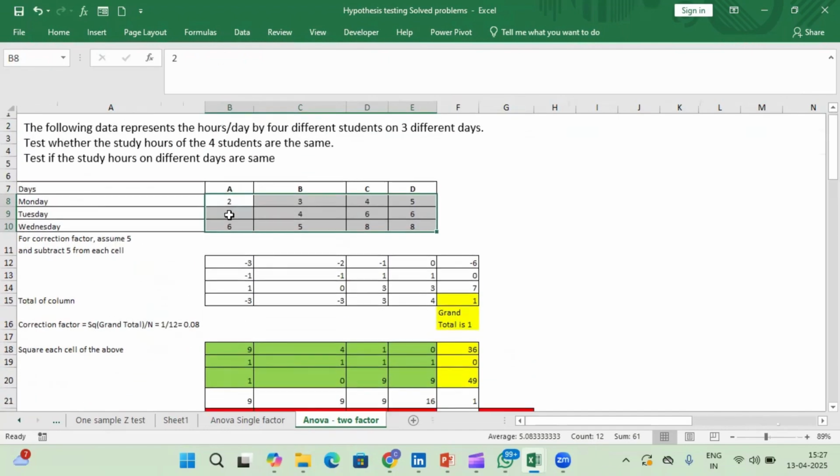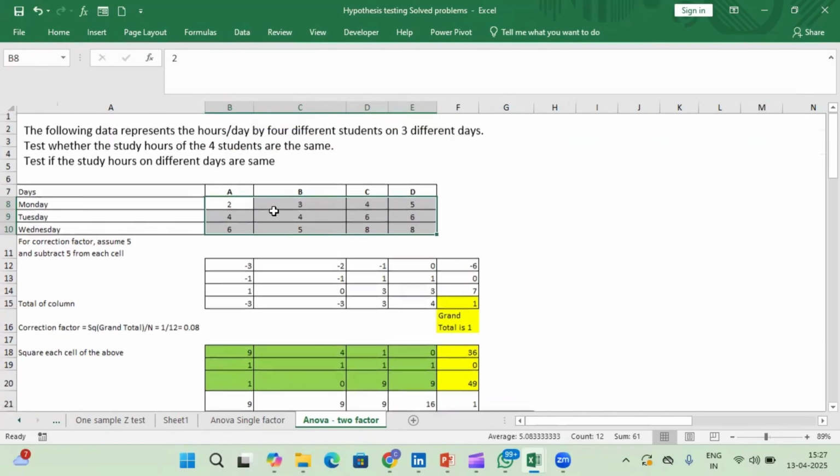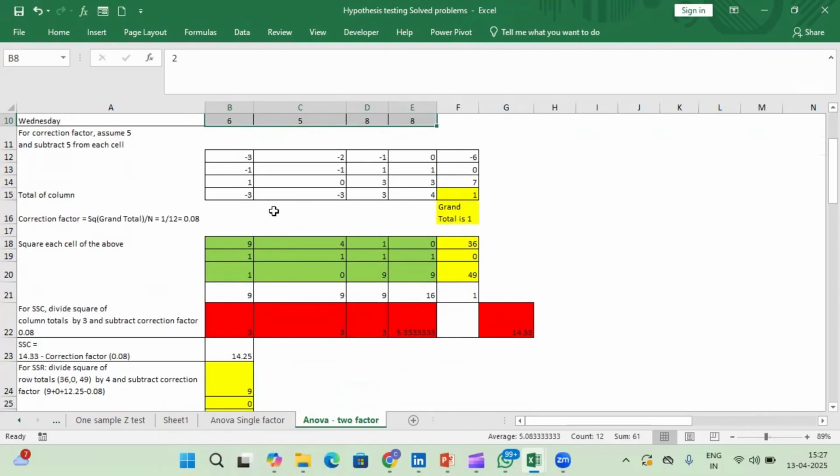Now each one has to be squared. So each of the cells above, these cells: 9, 4, 1, 0, 36 minus x square. 1, 1, 1. Then 1, 0, 9, 9, 49. Then minus the correction factor, we have squared that.